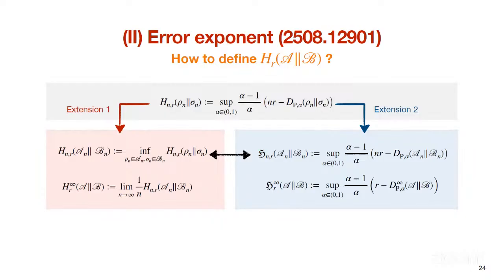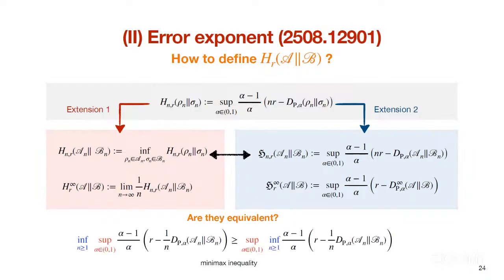We can also extend it to the regularized, infinity case. On the left-hand side, we regularize by taking n goes to infinity. On the right-hand side, we introduce the regularization for the path divergence first, and then use the explicit expression here. And also, we can ask whether these two extensions are the same or not. Essentially, write down everything explicitly, and you'll see it asks whether this minimax problem can be exchanged or not.